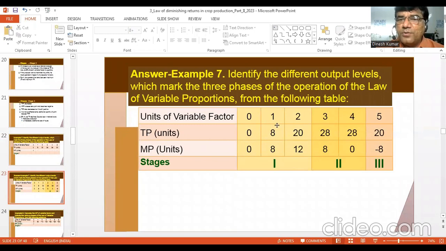So suppose at unit 1, TP is 8, and before this, it is 0. So 8 minus 0 gives you 8. Then 20 minus 8, 12. 28 minus 20, 8. 28 minus 28, 0. 20 minus 28, minus 8. So now see the marginal product, 8 to 12, then it is phase 1 or stage 1. Then 8 to 0 is stage 2, and then minus 8 is stage 3.